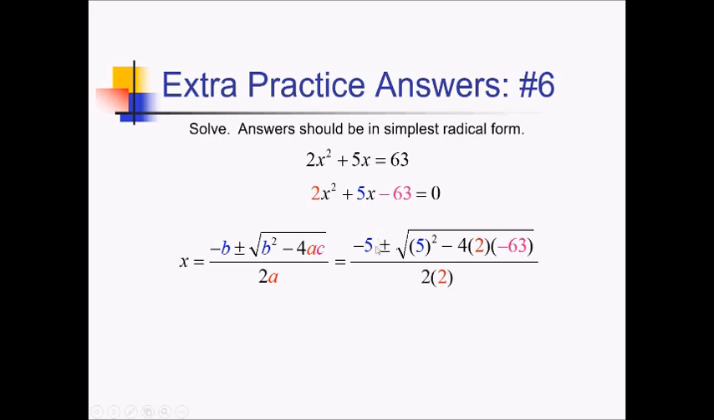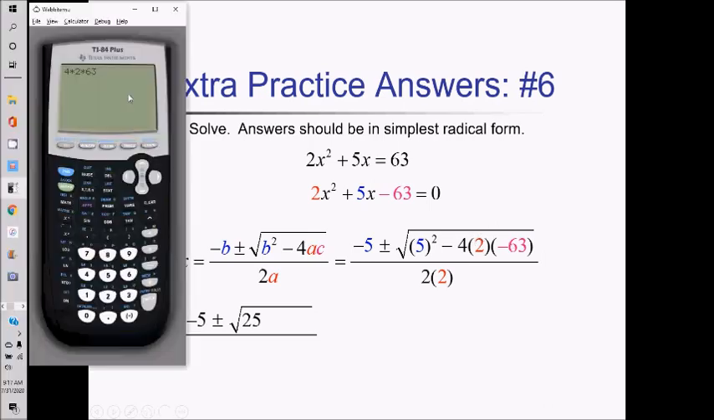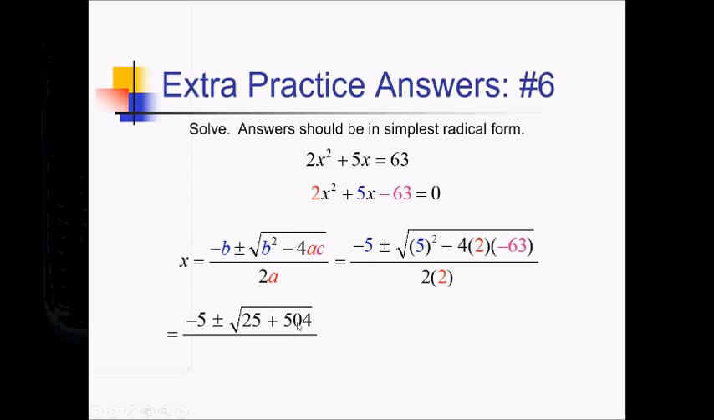Simplifying, we still have a negative 5 out there, and 5 squared is 25. And then whatever order you want to multiply these in, let me just do this on the calculator. So 4 times 2 times 63 comes out to 504. And we're going to be adding that because we have a negative and a negative, 2 negatives. And down below we've got 4. All right, well, 25 plus 504, that's going to be 529.